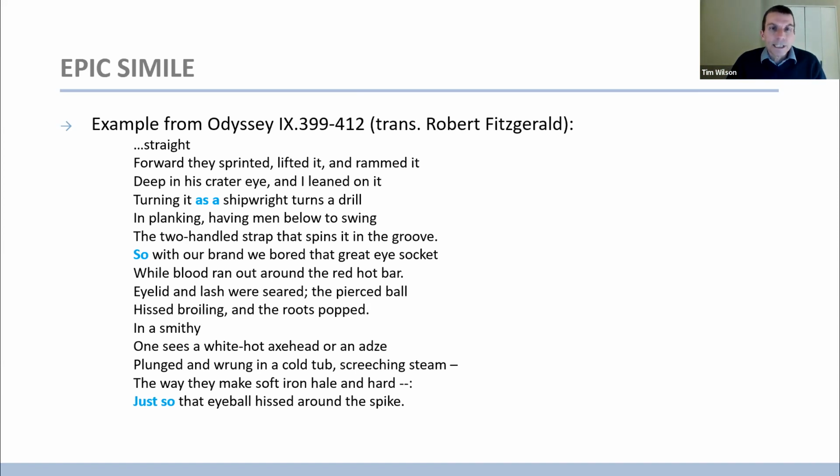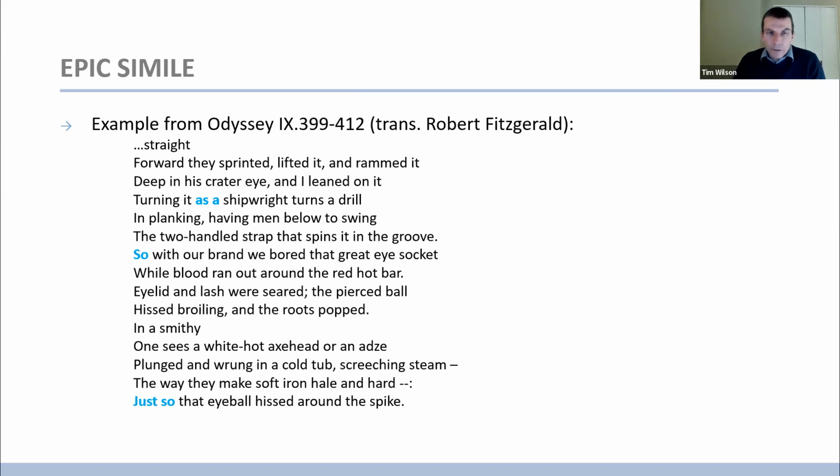"Straight forward they sprinted, lifted it, and rammed it deep in his crater eye. And I leaned on it, turning it as a shipwright." I've tried to highlight the simile components. "Turning it as a shipwright turns a drill in planking, having men below to swing the two-handled strap that pins it in the groove. So with our brand, we bored that great eye socket while blood ran out around the red hot bar. Eyelid and lash were seared. The pierced ball hissed, broiling, and the roots popped."